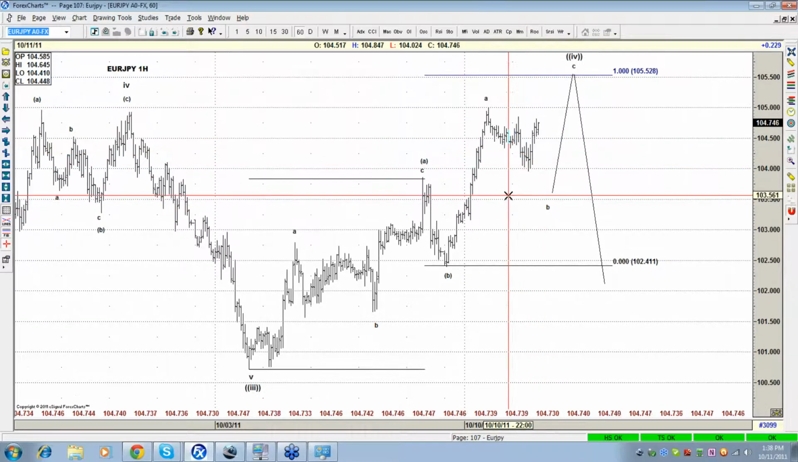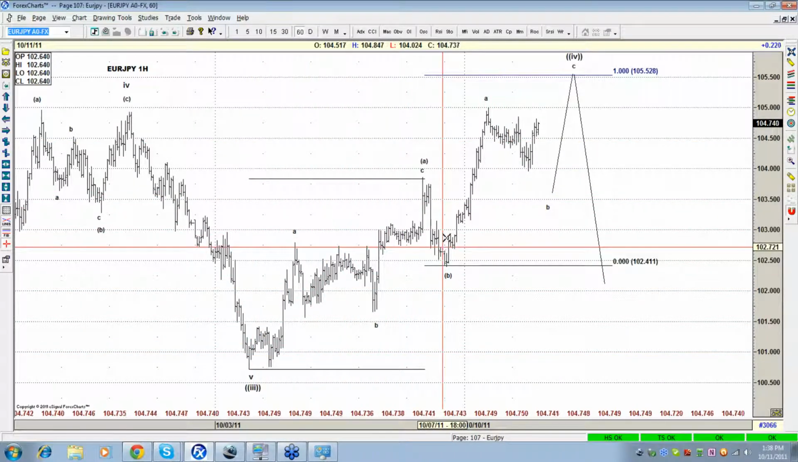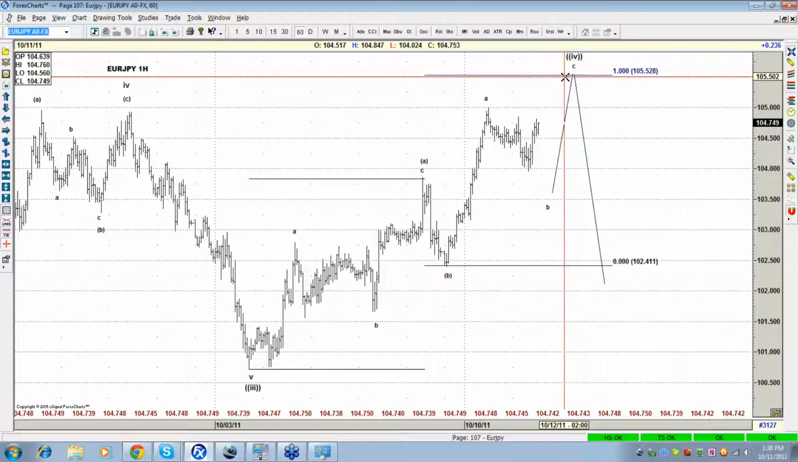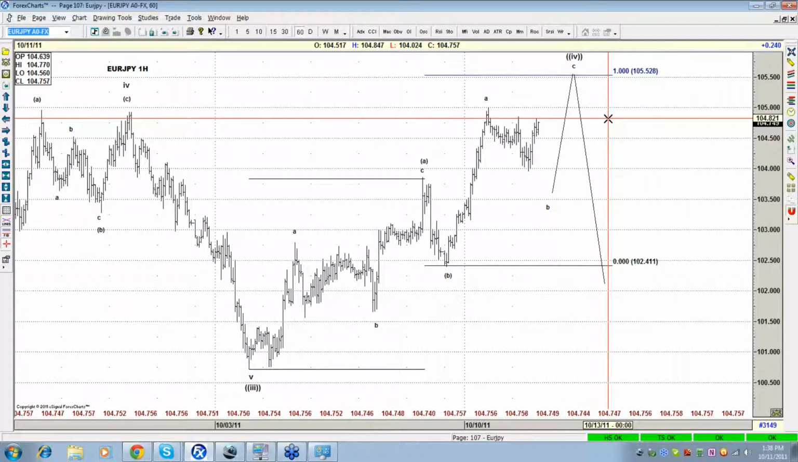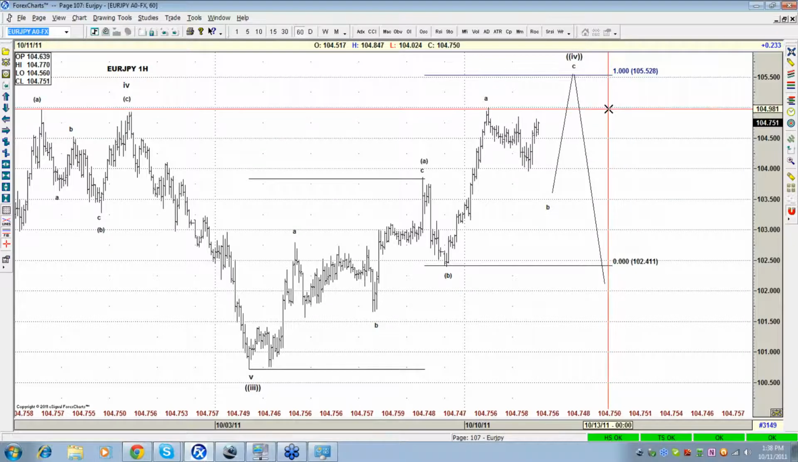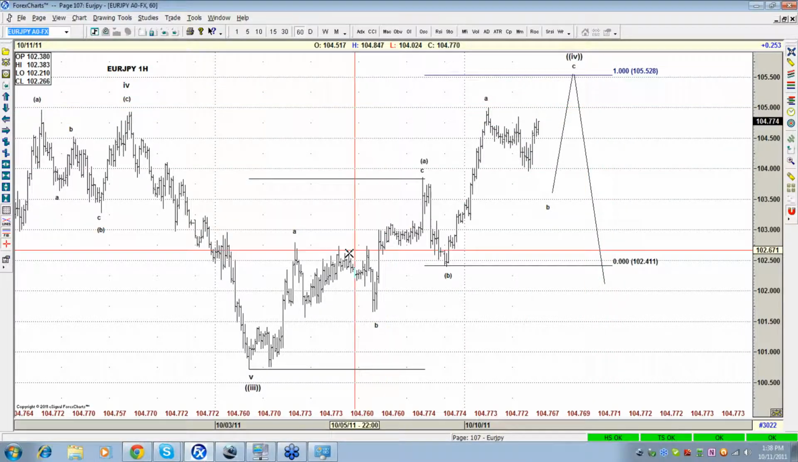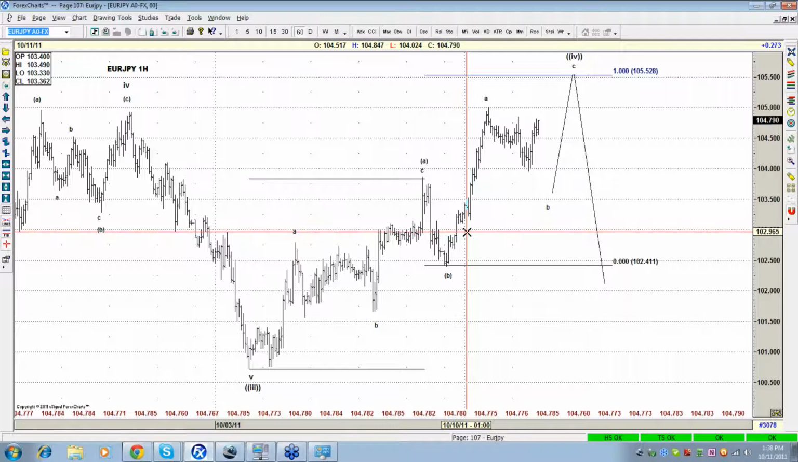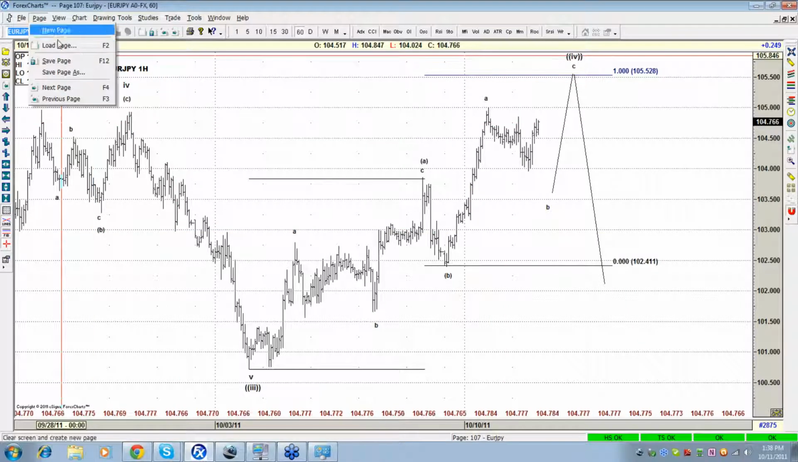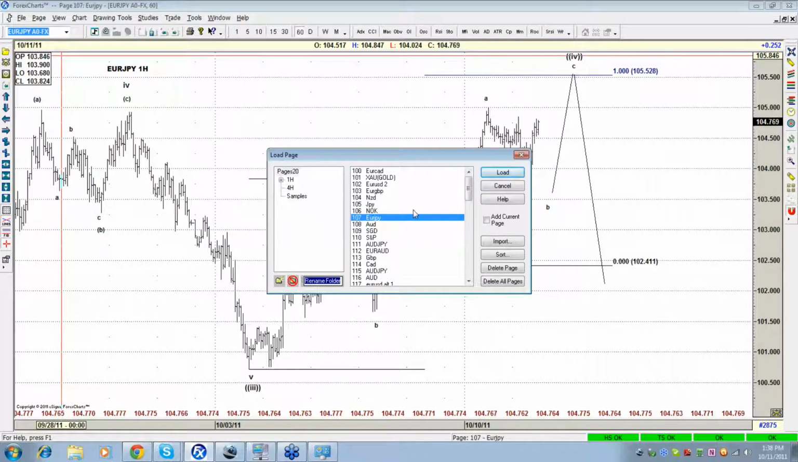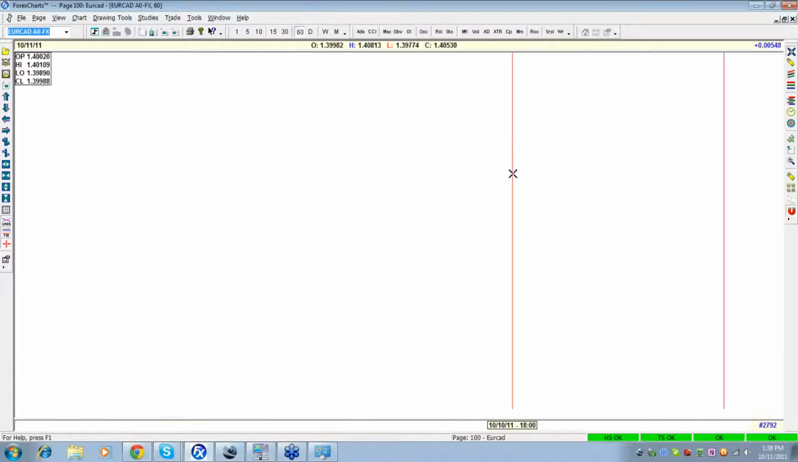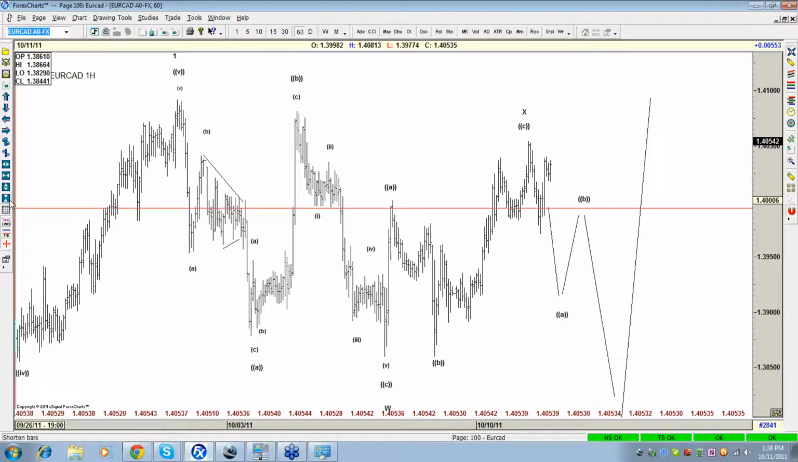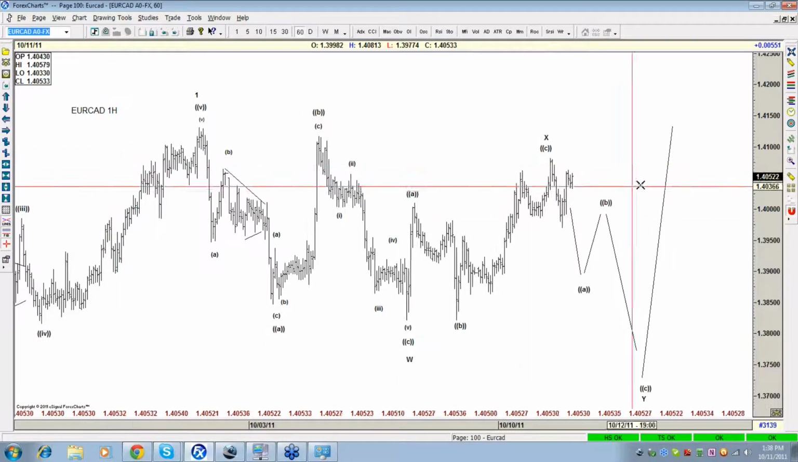Because right here we are presenting that tentative count of the euro. But this also can be 1, 2, 1, 2, 3, 4, 5, like we're saying on the euro. It's the same thing. These two pairs sometimes trade very similar. I mean, you know, a pair that has been trading according to the count like this one right here, the Euro CAD. Look at this Elliott Wave structure.